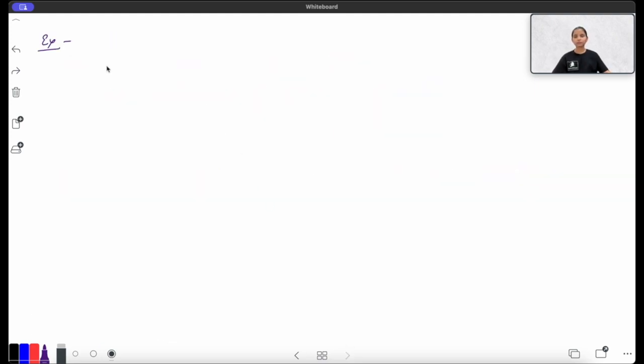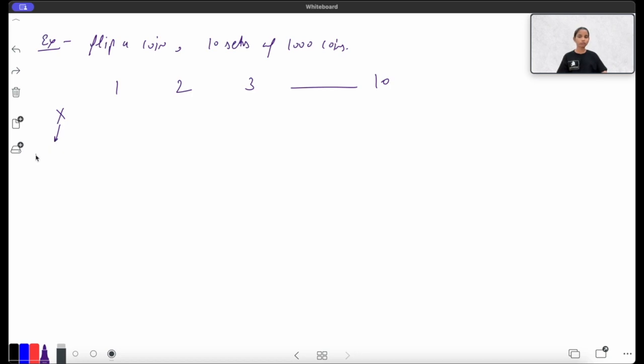Okay, so let's take an example. When we flip a coin, let's say we are flipping a coin in 10 sets of 1000 coins. So I have 1000 coins, and I'm going to toss those 1000 coins 10 times, like these bunches of 1000 coins, 10 times. Let's say I'm throwing this 1, 2, 3, to 10 times. And each time we are throwing 1000 coins, and we are noting the x, where x is the outcome for head, that is, the total number of heads.